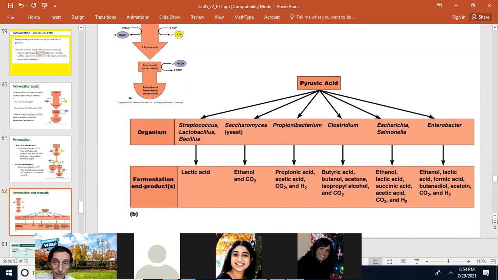And then there are other fermentation reactions, three others shown here. Let me talk about one of them. I'm not seeing it now. Now let's go to the next slide, it will show it.